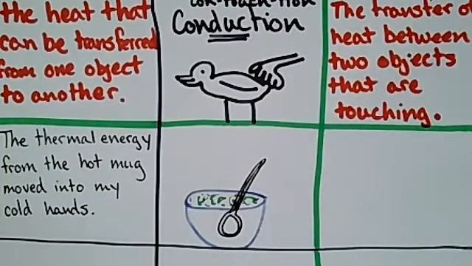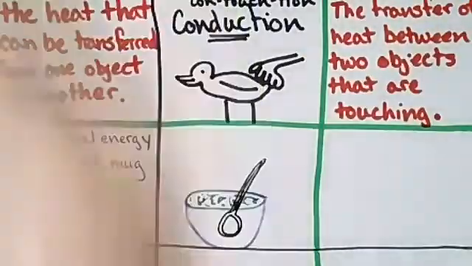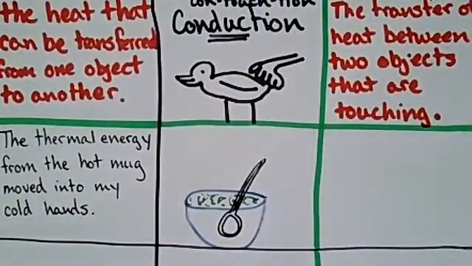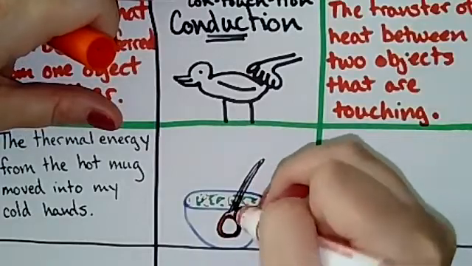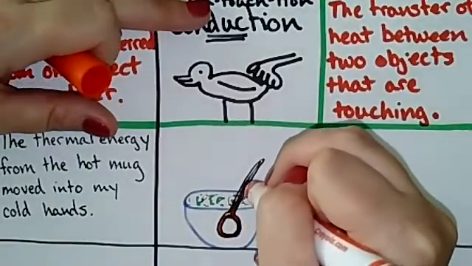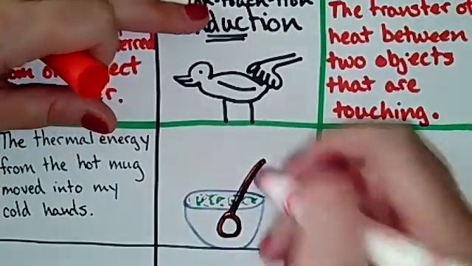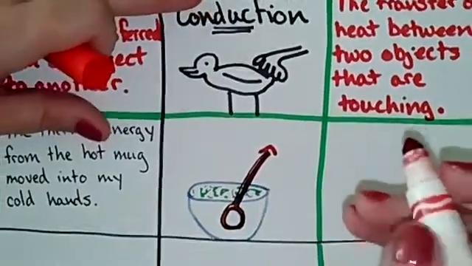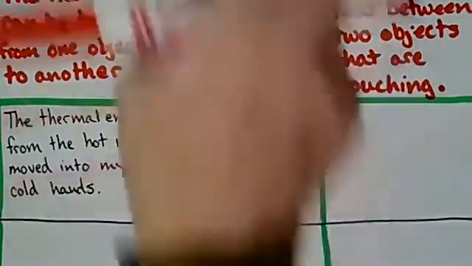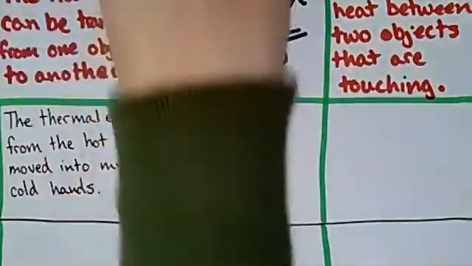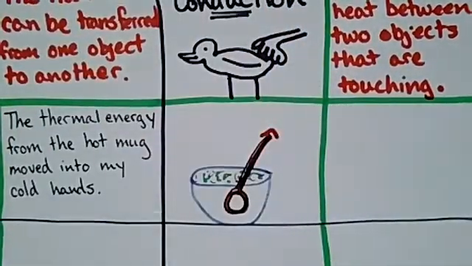So what happens when you put your spoon in the soup is that the heat transfers from the soup up to the handle of the spoon. Do you agree? The heat travels up the spoon, and that is because the spoon is actually touching the soup. Does that make sense? All right.